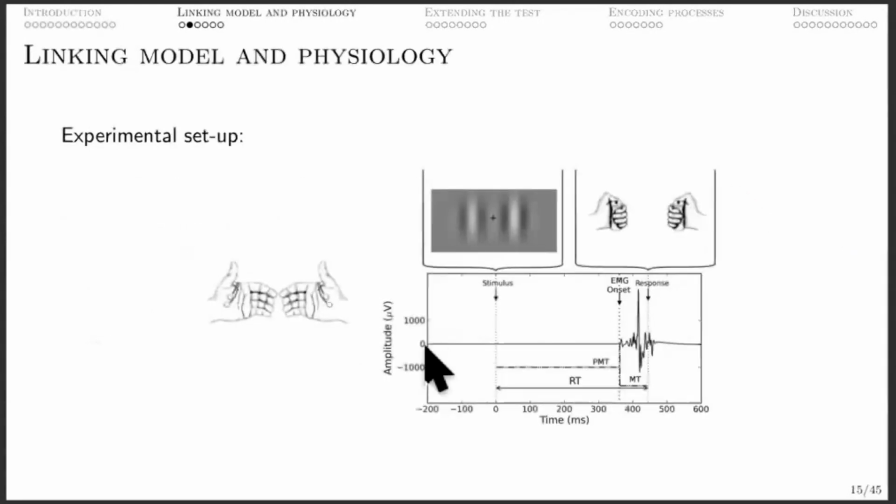We recorded the EMG of the thumbs of the participants and asked them to respond to this kind of stimulus. They had a patch on the left and the right side of a fixation cross and had to say which of these patches had the most contrast in it. They then indicated the response by pressing either the left button or the right button. And we decomposed each reaction time, each decision, into a premotor component and a motor component, the motor time.